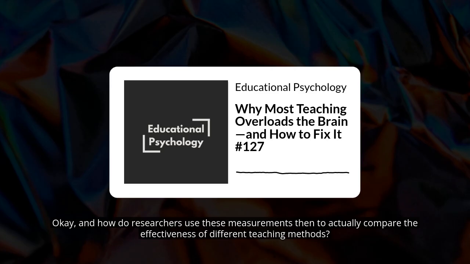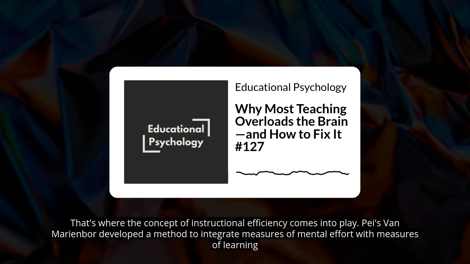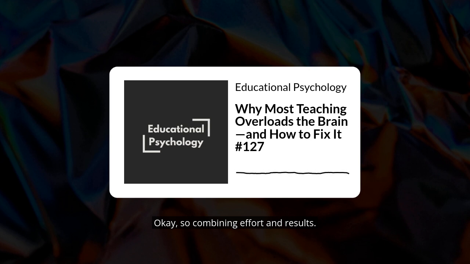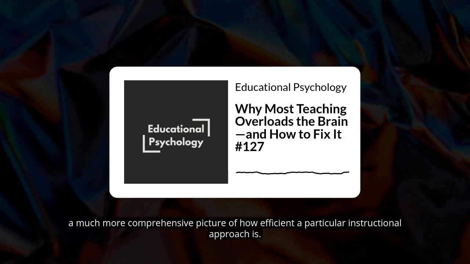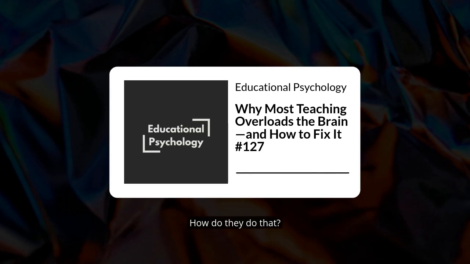Okay. And how do researchers use these measurements then to actually compare the effectiveness of different teaching methods? That's where the concept of instructional efficiency comes into play. Paas and van Merriënboer developed a method to integrate measures of mental effort with measures of learning performance. Okay, so combining effort and results. Exactly. By looking at both how much mental effort learners are investing and how well they are actually learning, often measured through post-tests or transfer tasks, you get a much more comprehensive picture of how efficient a particular instructional approach is. How do they do that?